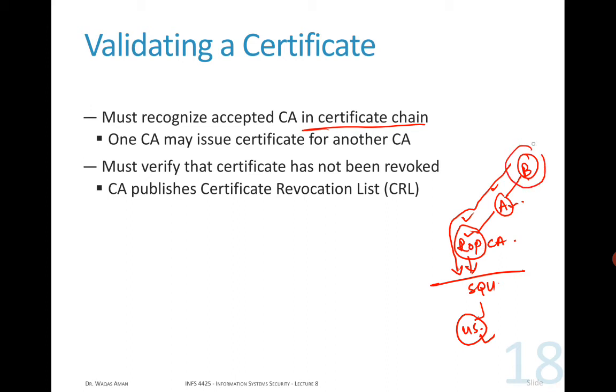This one is usually the most trusted CA, and this is usually called the root CA. The root CAs are recognized by every browser out there. But still, if you want to have a look at who has signed whose certificate, you can go to the details in the certificate and have a look at the certificate chain. So one CA may issue a certificate for another CA. This is what we have just discussed, to make sure that that CA is also trustworthy.